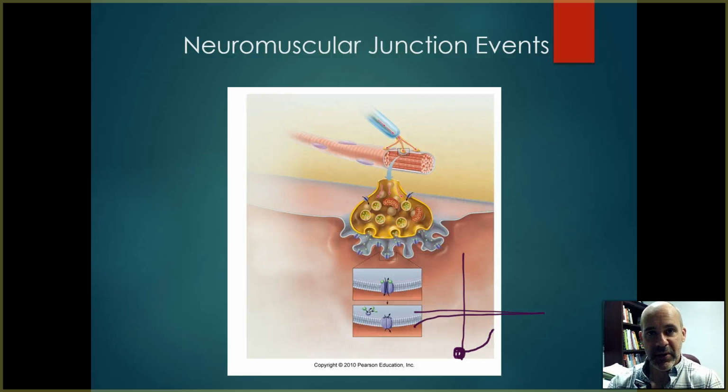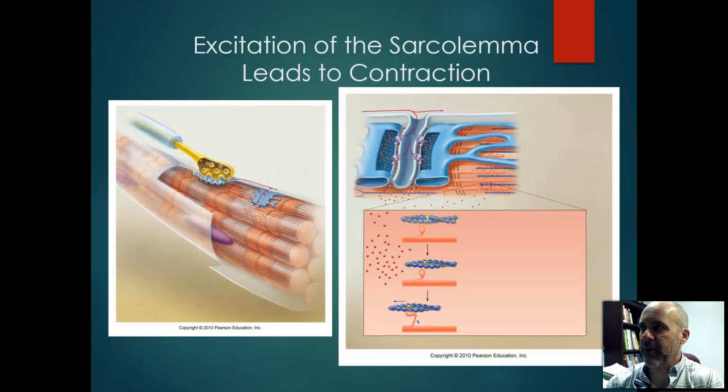And if you hit threshold, boom, you're going to have an action potential on the muscle fiber membrane. It's going to go in both directions away from the axon terminal. You're going to have an action potential just like you did along the motor neuron.